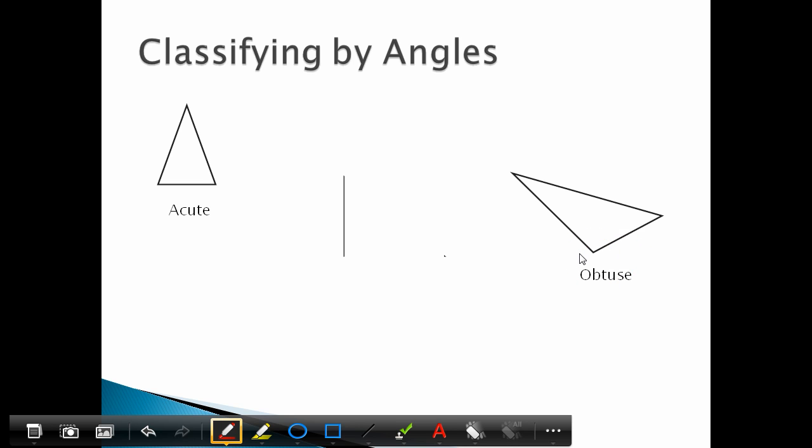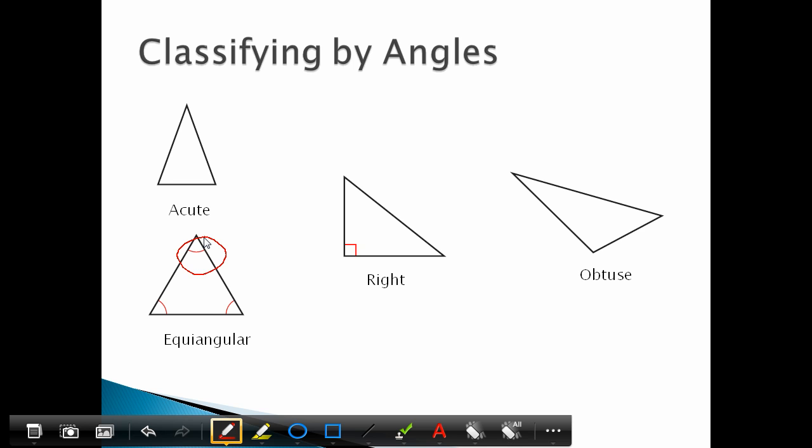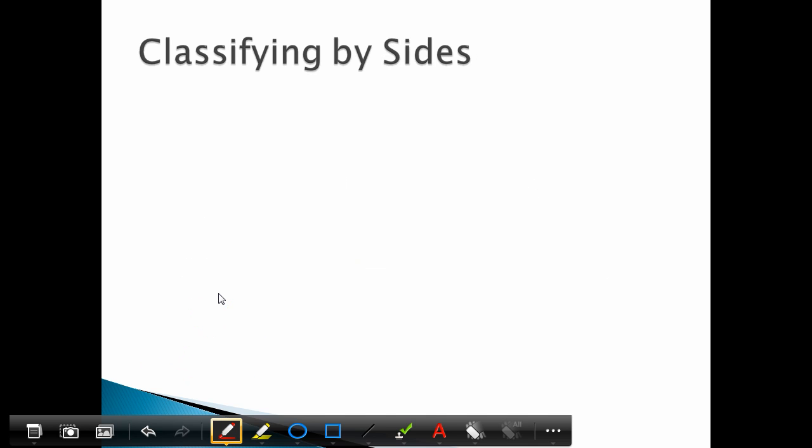We've got our right triangle. Our right triangle has one little right angle. And of course, there's the often forgotten one that most people don't even realize exists: equiangular, which simply means equal angles. All three angles are exactly the same in this little triangle, thus the little arc marks. So, classifying by angles: acute, right, obtuse, and equiangular.